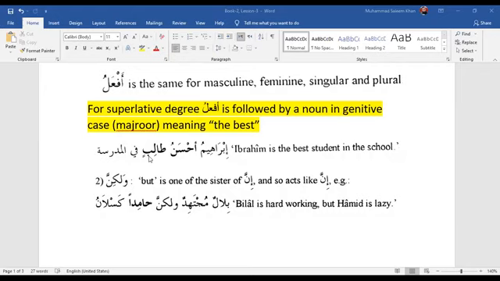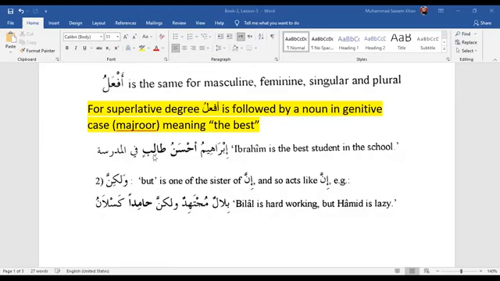Yes. Can you repeat what you said in the last sentence, please? Yeah, the word af'alu, here we can see that it is used for comparative and it is also used for superlative, right? So the noun that comes after this will be majroor. Yani it will be in genitive case. Genitive case means it takes kasra or kasratain. As we can see here, Ibrahimu ahsanu talibin.